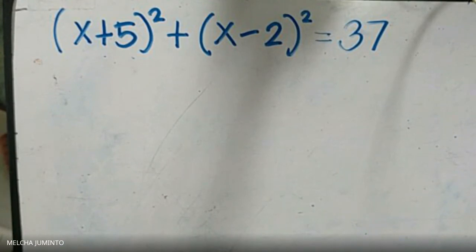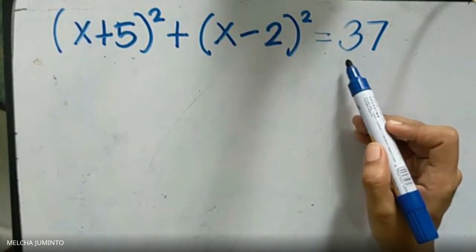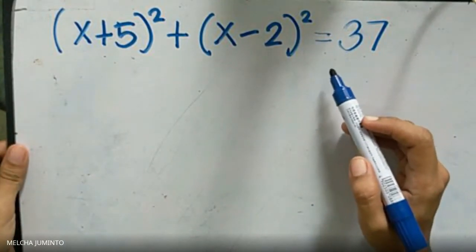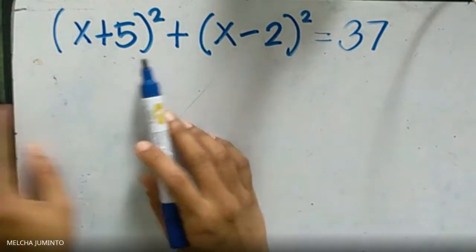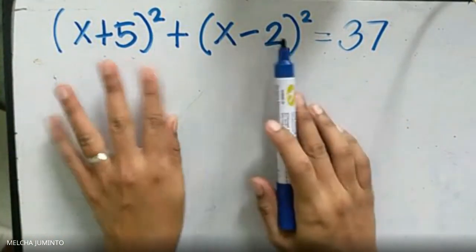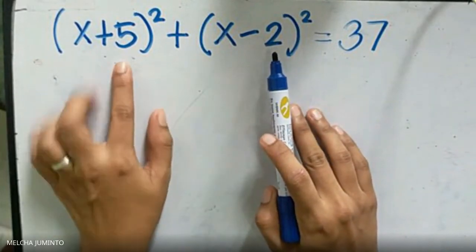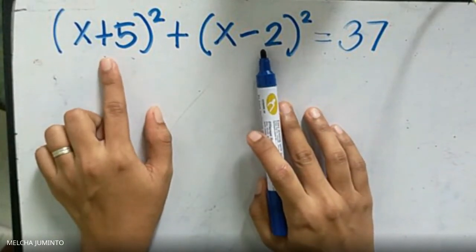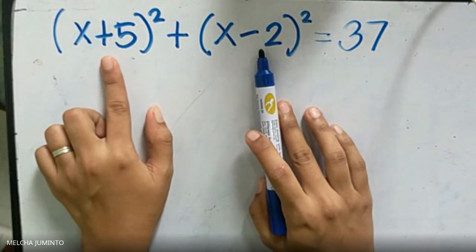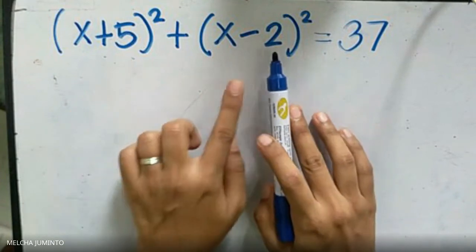So at first, it is not written in the standard form of a quadratic equation. So we need first to write it in the standard form. Now, this binomial is squared. x plus 5 is squared, as well as x minus 2, it is also squared. So we need first to expand these two binomials using the product of binomials, or square the binomials x plus 5 and x minus 2.